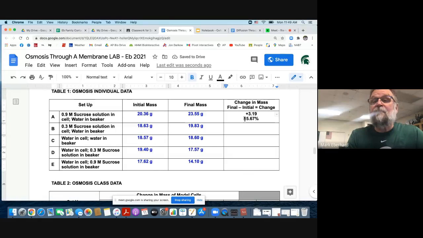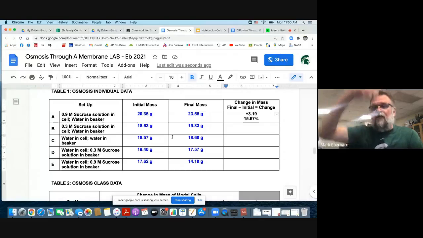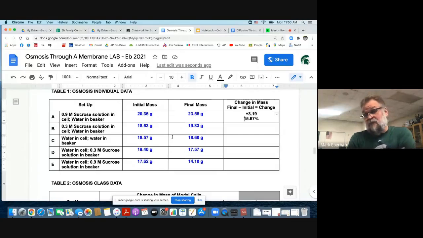So it had a positive change of 15.67%. That means that tube after 24 hours got 15.67% bigger. That's what that one means. Take another one down here. Let's look at letter D, and then I'll let you do the other 3.